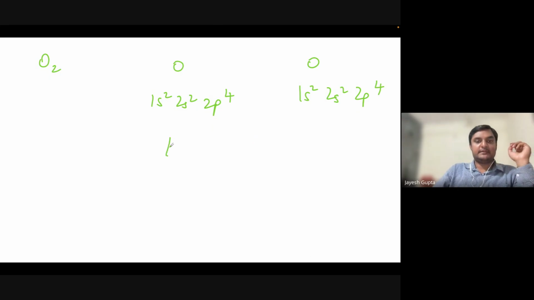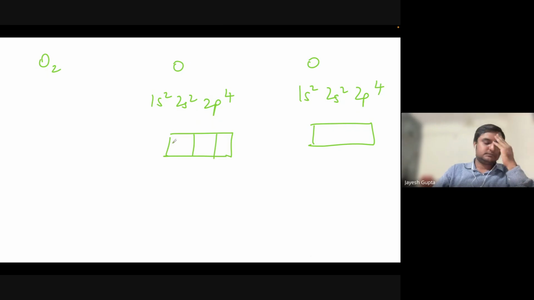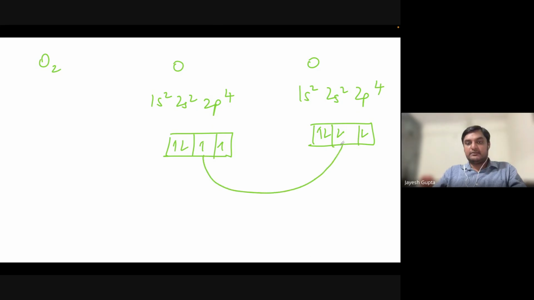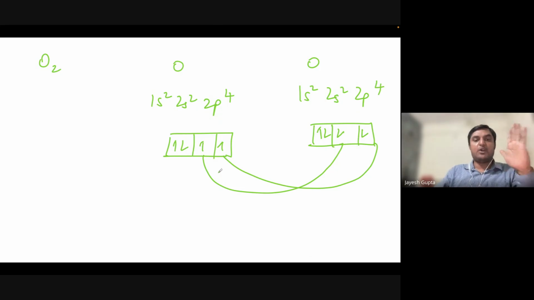Now I have to write the electronic configuration of the last subshell orbital. It will look like this. Here it will look like this. What I have told you is that there are two unpaired electrons here and two unpaired electrons here. One will be overlapping with this one and one will be overlapping with this one. But one you have to form as sigma always.